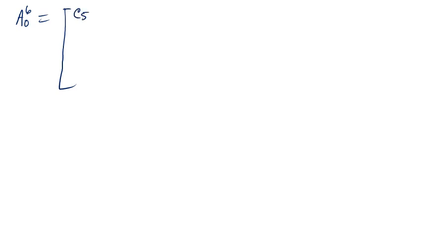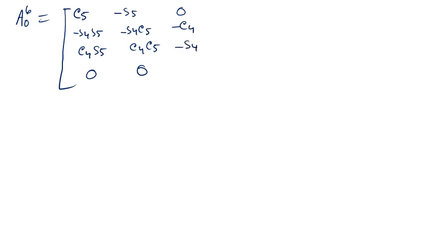First column is C5, minus S4S5, C4S5, and then 0. Then the second column is minus S5, minus S4C5, C4C5, and then 0. And then the third column is 0, minus C4, minus S4, 0.